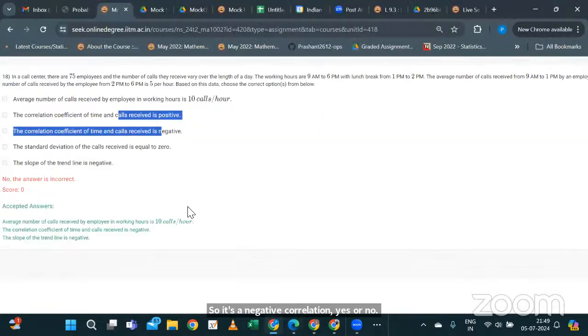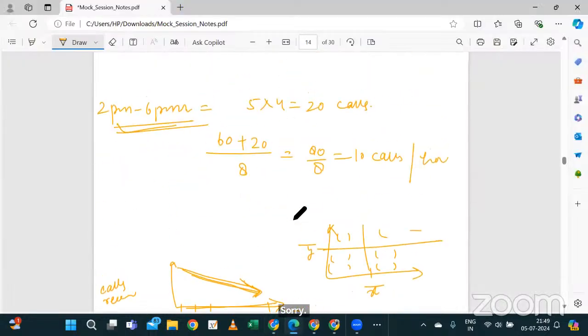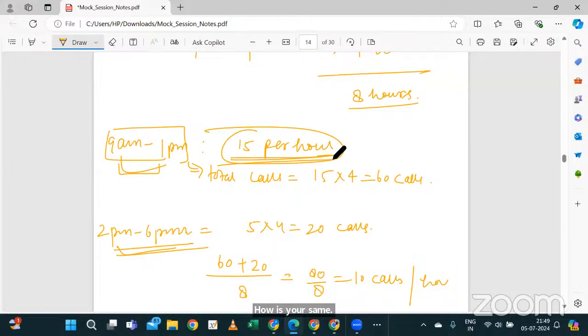Sir, my argument over here is that the average number of calls per hour is almost the same, sir. So can't we draw a straight line? Why, sir, didn't we draw a straight line? Sorry, how is it the same? It's different. From 9 to 1 it's 15 calls per hour, and then 5 per hour. That's a lot of difference, no? It's not the same. Efficiency has gone down.